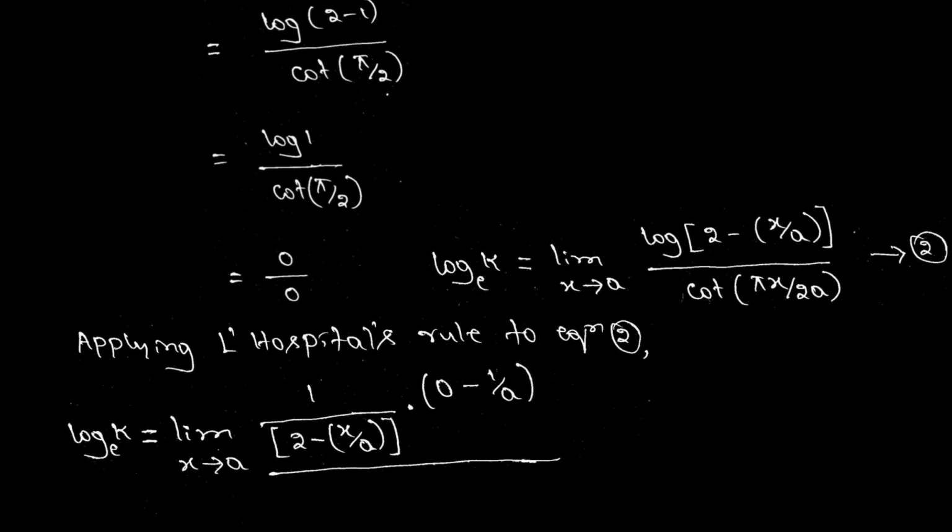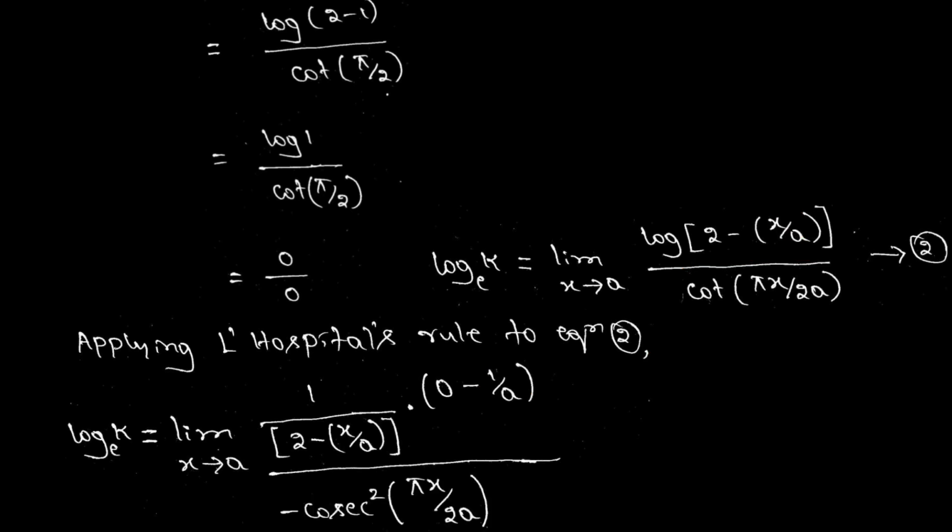When we differentiate this 2, it goes to 0 because it is a constant, minus 1 by a. 1 by a is a constant, we have taken it as it is, and differentiation of x is 1, which we have not displayed here because 1 into 1 by a is 1 by a itself. Yes, we are done with the differentiation in the numerator. Let us differentiate the denominator. In the denominator also we have a function of a function.